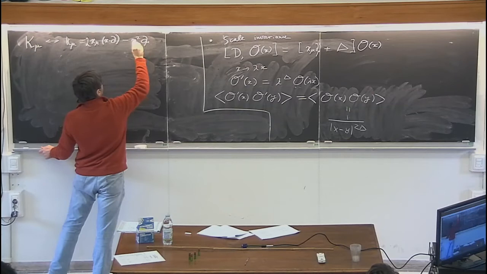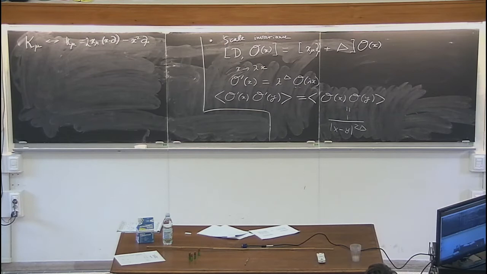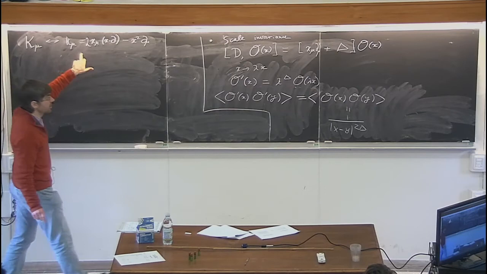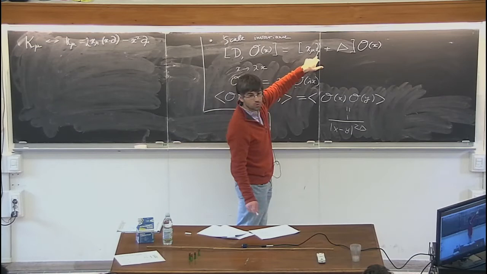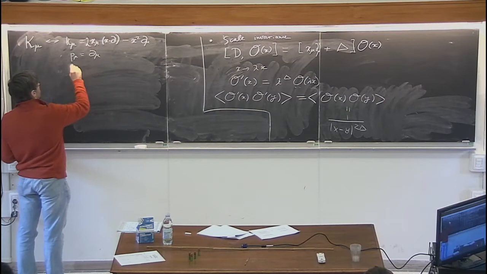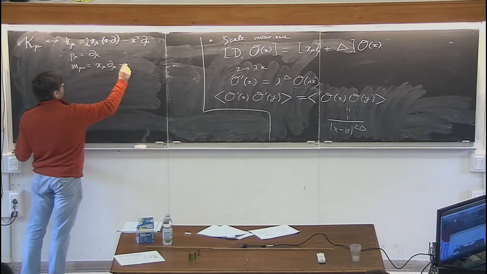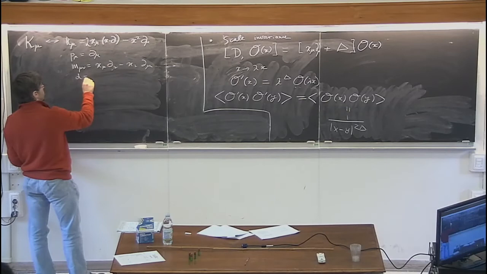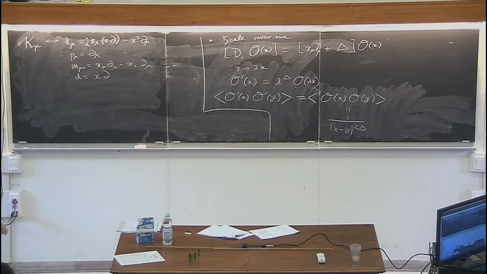So we have this. So this generator is going to be associated with this vector field in the same sense as the dilatation generator was associated with this field x^mu d_mu, which is the vector field which generates dilatations. Right. So actually, we had this vector field p_mu, which was just d_mu. We had M_mu nu, which was x_mu d_nu minus x_nu d_mu. And we had the vector field d, which was x times x d_x. And now we have the full algebra of vector fields generating conformal transformations.